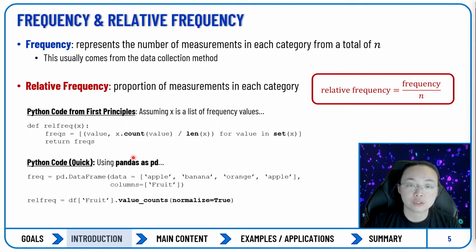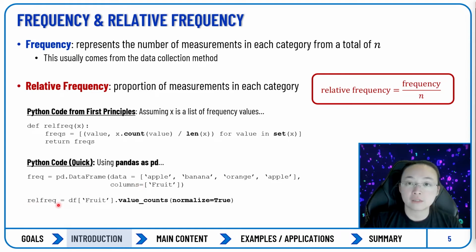However, it's just faster to use readily available functions. There is an available function from the pandas module. So you can use frequency is equal to pd.DataFrame, where you're loading some data into, I'll just say for short, something like an Excel spreadsheet. You're loading something into a data frame. So you first set out your data. Let's say we have apples, bananas, oranges, and then apples as the four pieces of data we have. And we have one column, which is fruit.